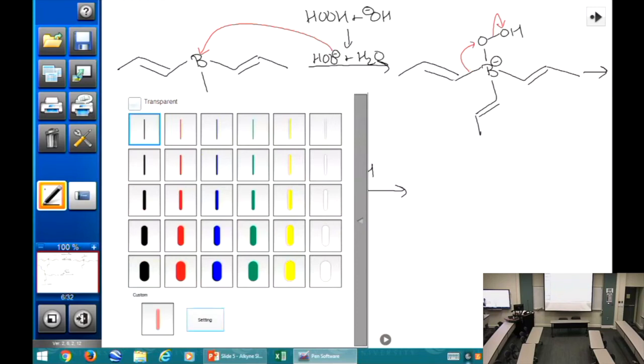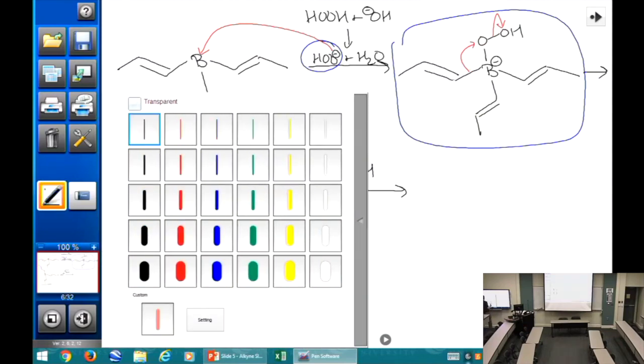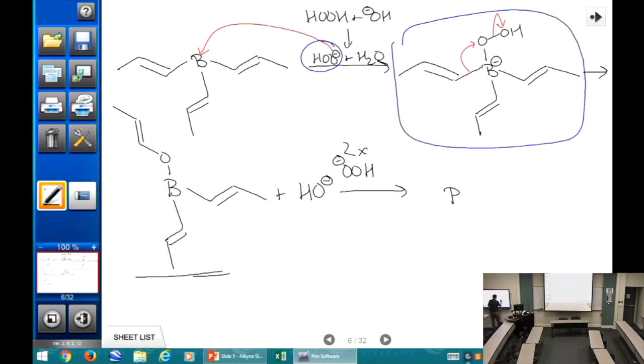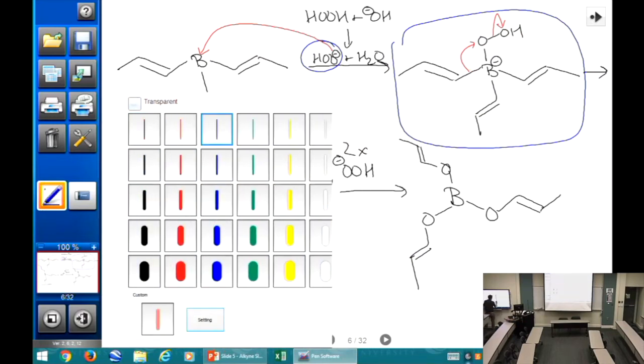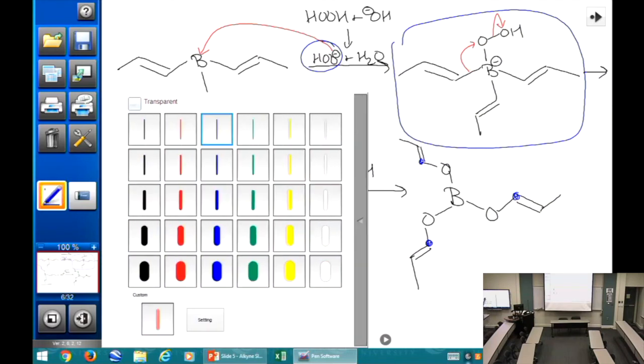So we're going to repeat the addition. So we're going to do this addition to make an ate complex, to make this again. And then we're going to shift a different carbon bond, and we're going to keep doing that until we no longer have boron-carbon bonds. So we're going to have boron, O, O, O. Right? So now we've replaced all of our boron-carbon bonds with boron-oxygen bonds. So we've got our carbons. Our carbons now have oxygens on them. So each of our carbons has an oxygen now. And all we have to do now is get these oxygens off of our boron.